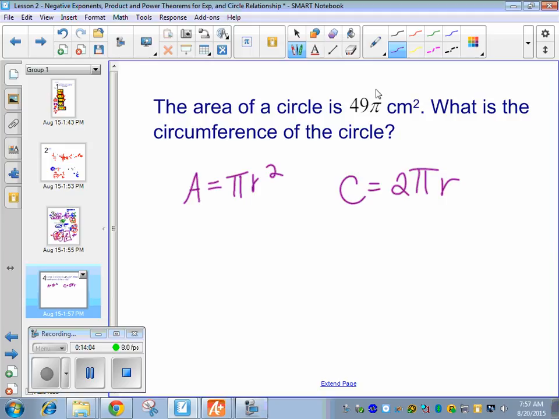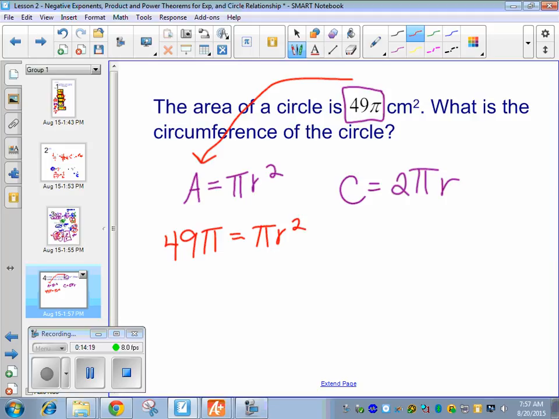So they're giving us that the area is 49 pi. So what we're going to do is we're going to substitute that in for the area formula. So they're giving us the answer here. So 49 pi is equal to pi r squared. Okay, if you have pi's on both sides and you were to divide both sides by pi, right, they would just cancel on both sides. So we get 49 equals r squared. And so that means the radius is 7.